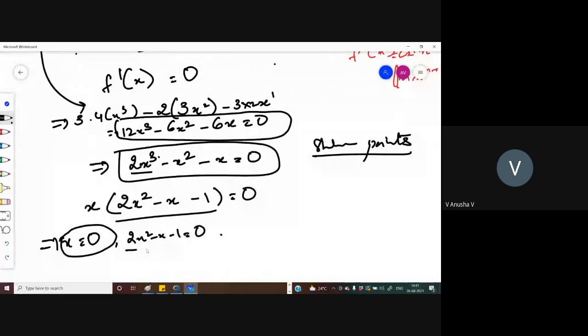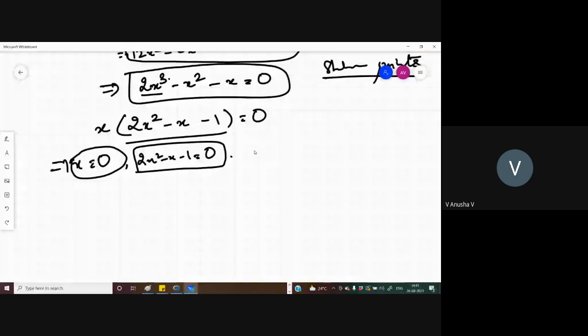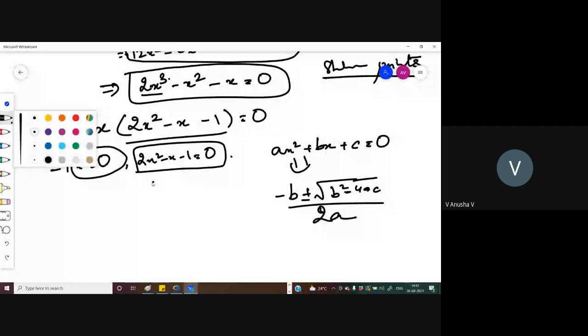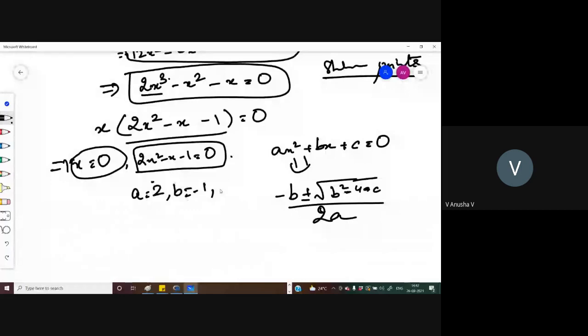Now I need to find the roots of this equation. If you have any equation of the form ax square plus bx plus c equals to 0, then the roots of this quadratic equation are minus b plus or minus square root of b square minus 4ac, by 2a. This is the way of finding the roots of a quadratic equation. So if I compare, I'm able to see a equals to 2, b equals to minus 1 and c equals to minus 1. Okay, I'll substitute them here.